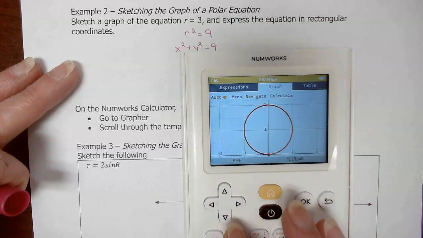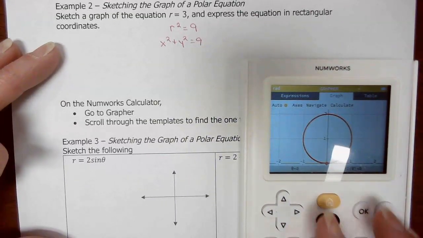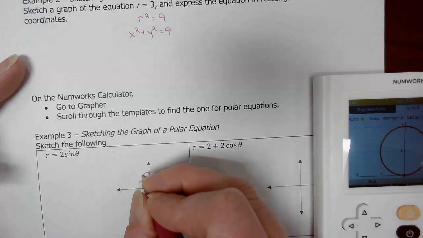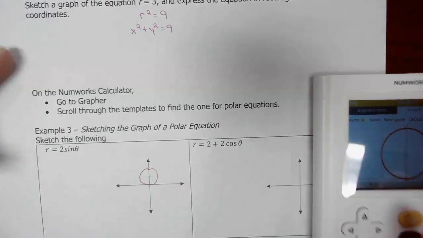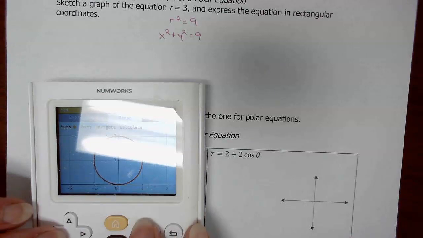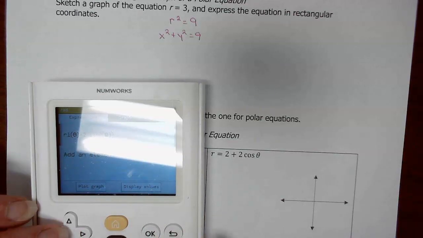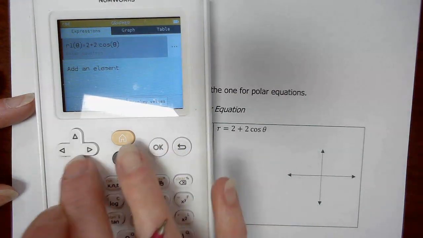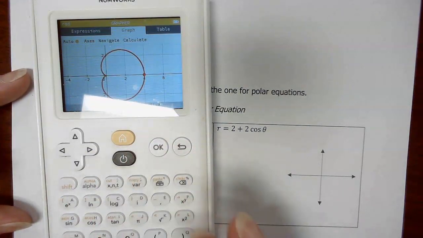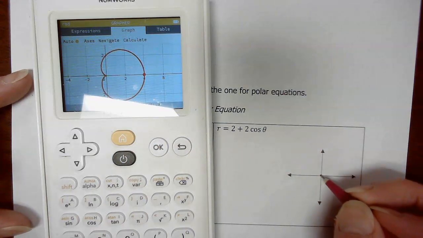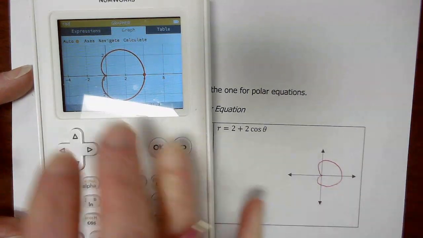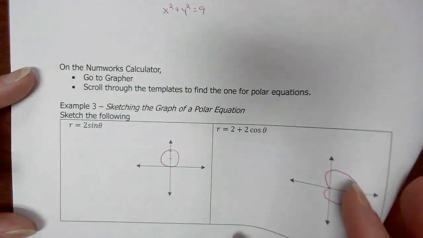So let's look at 2 sine theta. Oh, look, that's a circle. And it's going from 0 to 2. And so it's a circle like this. Oh, let's see what this one does. So what I'm wanting you to do here is just kind of explore. We're putting in each of these equations. 2 plus, here it's got a little bit of glare, 2 cosine theta. And I'm going to go look at the graph. Ooh, what does that look like? Almost kind of looks like a heart or something. That's pretty interesting.